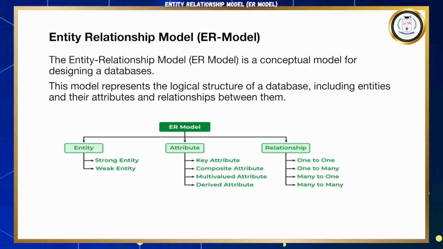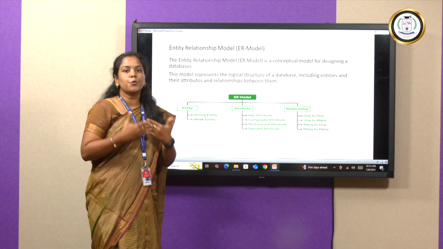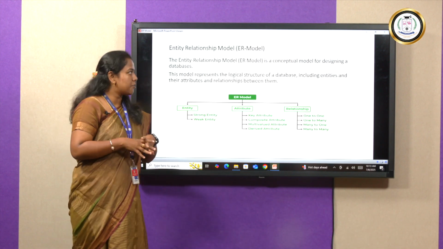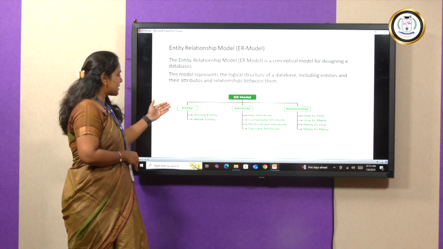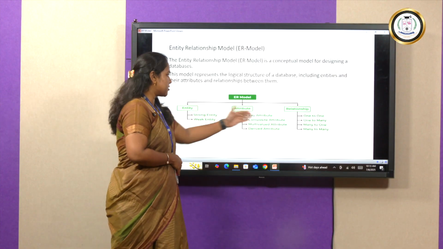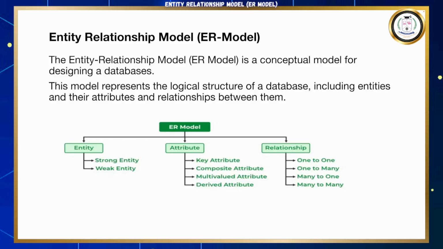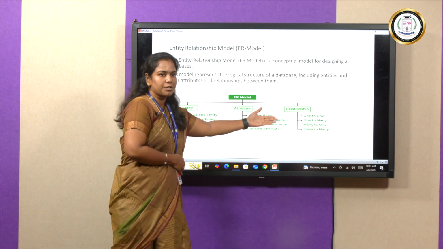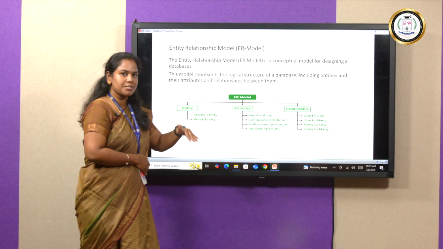ER model is a conceptual model for designing a database. It is also known as a blueprint of a database. ER model represents the logical structure of a database. It includes topics like entity, attributes, and relationship. These are used to build the logical structure of a database model. We'll see one by one what is entity, what is attribute and what is relationship under each and every slide.